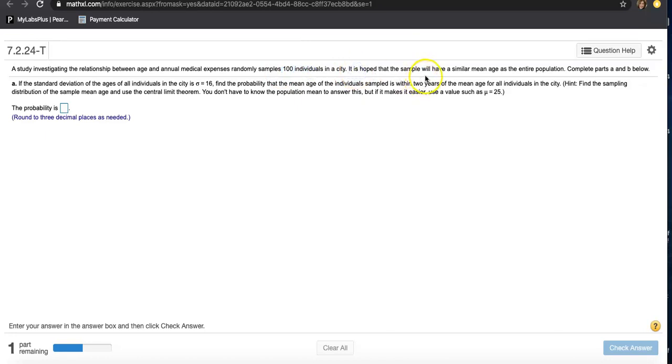It is hoped that the sample will have a similar mean age as the entire population. We always want that, right? Complete parts A and B below. A. The standard deviation of the ages of all individuals in the city is sigma equals 16. Now, what they just gave us is the standard deviation of the population, because they said standard deviation of the ages of all individuals in the city. Everybody in the city. So that's the population. So the population standard deviation is 16.